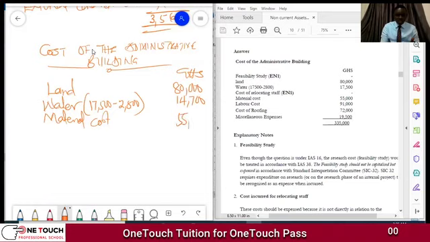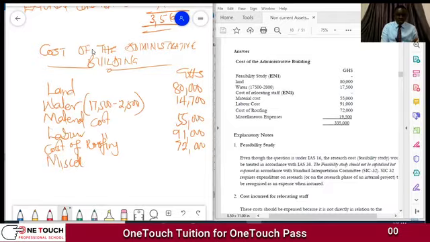Okay, good. We have material costs of 55,000. We have labor cost of 91,000. We have cost of roofing, 72,000. The miscellaneous expense of 19,500. Now, note that we are including the miscellaneous expense because in the footnotes we were told that it was incidental to the construction.